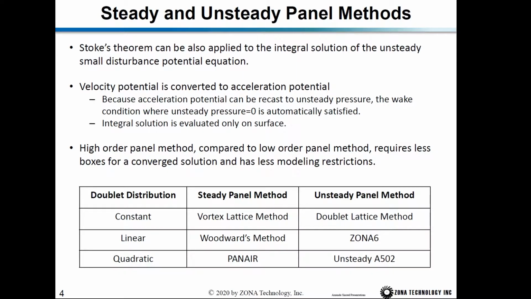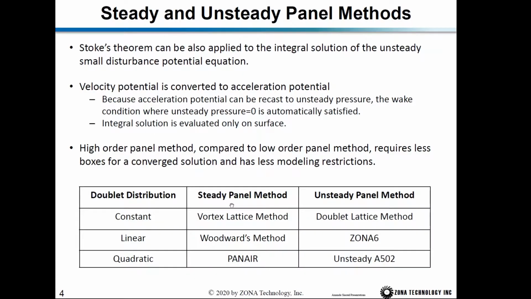Then we compare the steady and unsteady panel methods, and we can show that Stokes' theorem can also be applied to the integral solution of the unsteady small disturbance potential equation. Then we can also convert the velocity potential to acceleration potential, because the acceleration potential satisfies the unsteady boundary condition on the wake. So we don't have to model the wake. Okay, and so we only solve the acceleration potential on the surface itself.